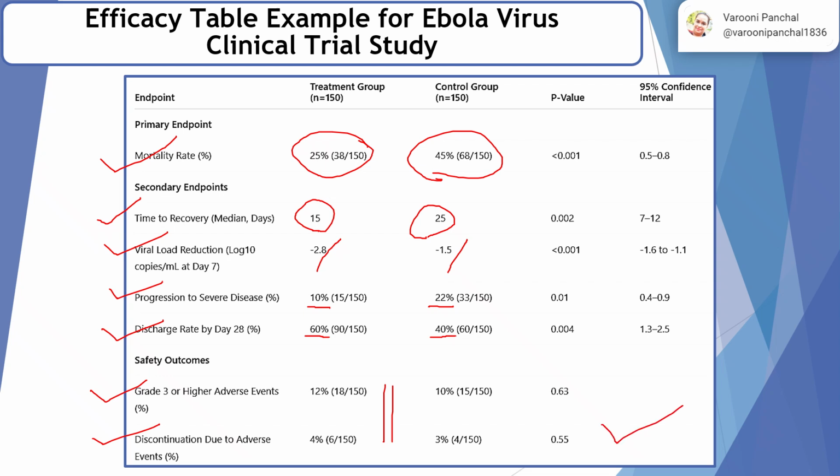This efficacy table layout provides a clear summary of the investigational therapy's potential impact on mortality, recovery, viral load reduction, and safety, making it easier for stakeholders to assess the treatment's efficacy and risks in managing Ebola.